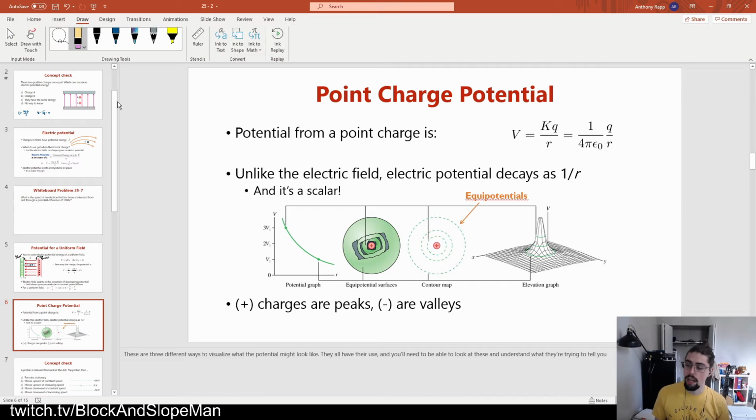But knowing how to read these is going to be a very important point, right? Especially this contour map, we are going to use this a few different times. It's very useful for analyzing what a potential looks like.